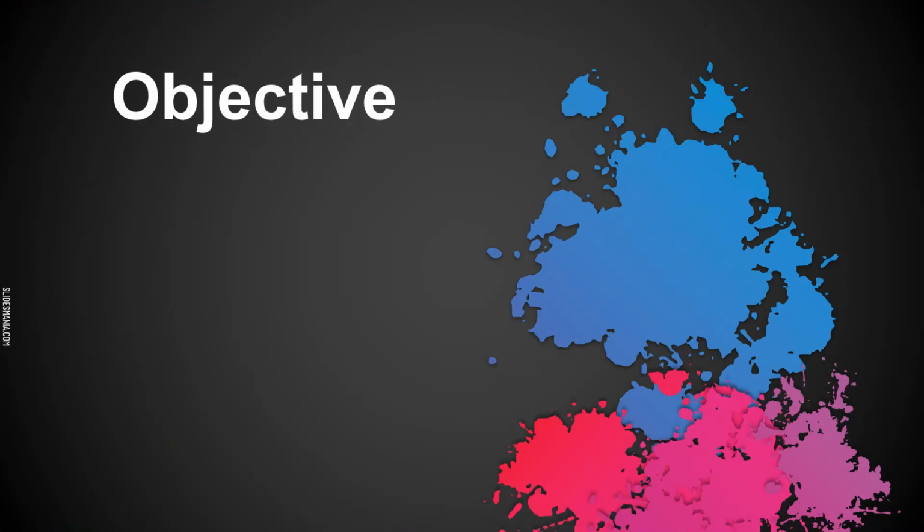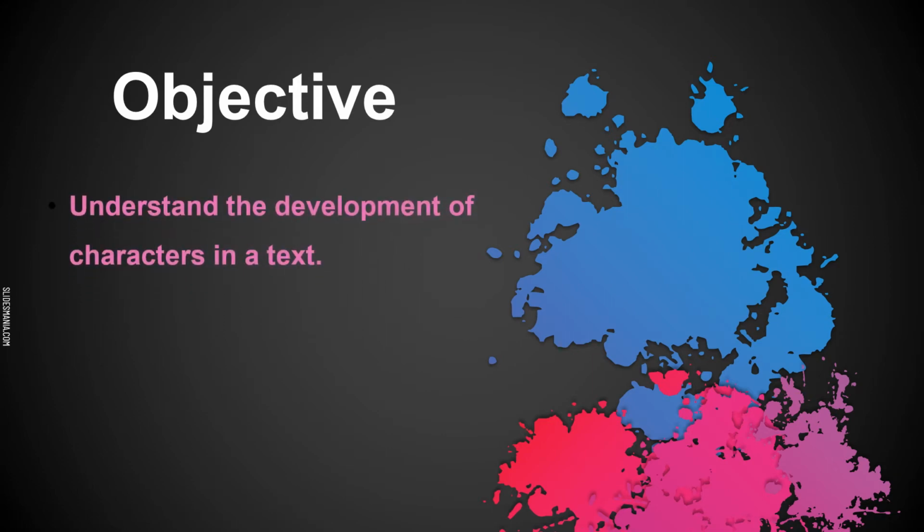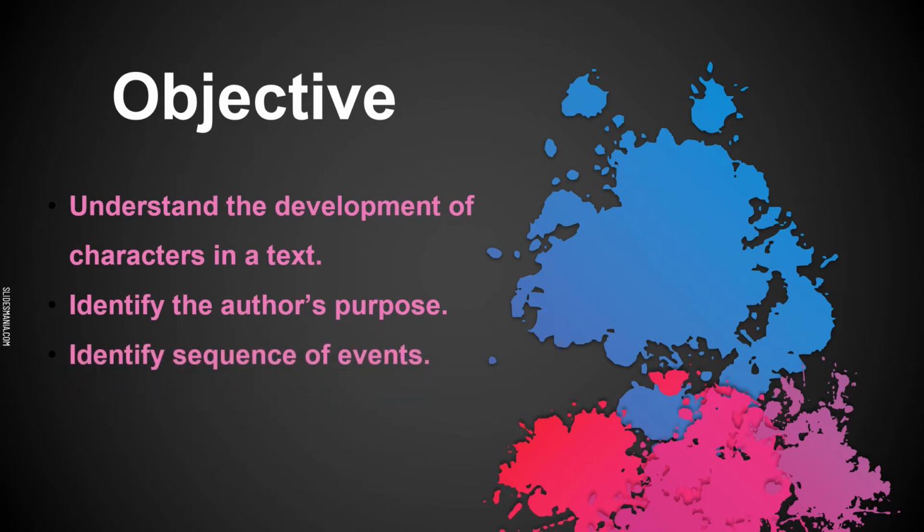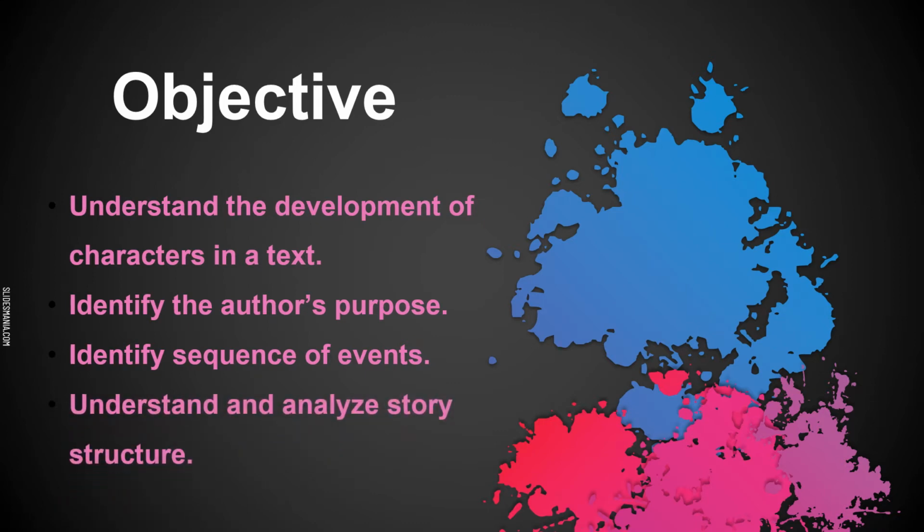Our objective is to understand the development of characters in a text, identify the author's purpose, identify sequence of events, and understand and analyze story structure.